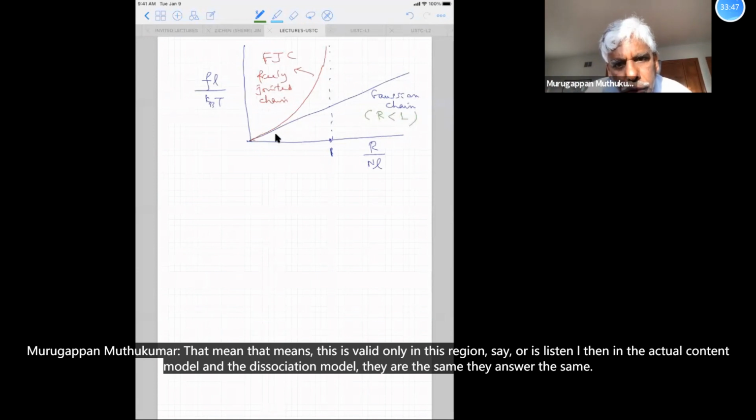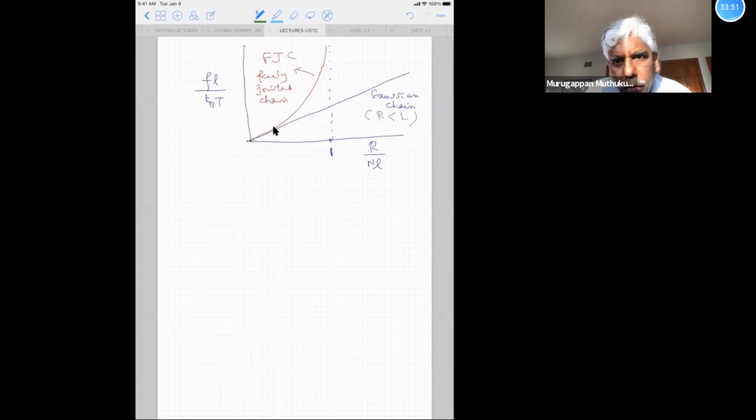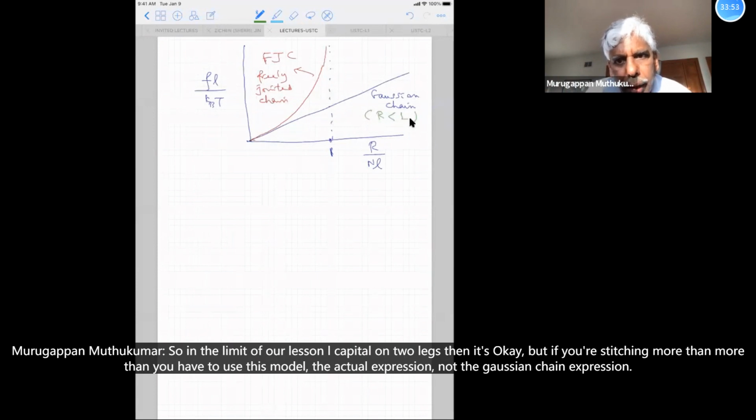Then the actual Kuhn chain model and this Gaussian chain model are the same. The answer is the same. So in the limit of R less than capital L, the contour length, it's okay. But if you're stretching more and more, then you have to use the actual expression, not the Gaussian chain expression.